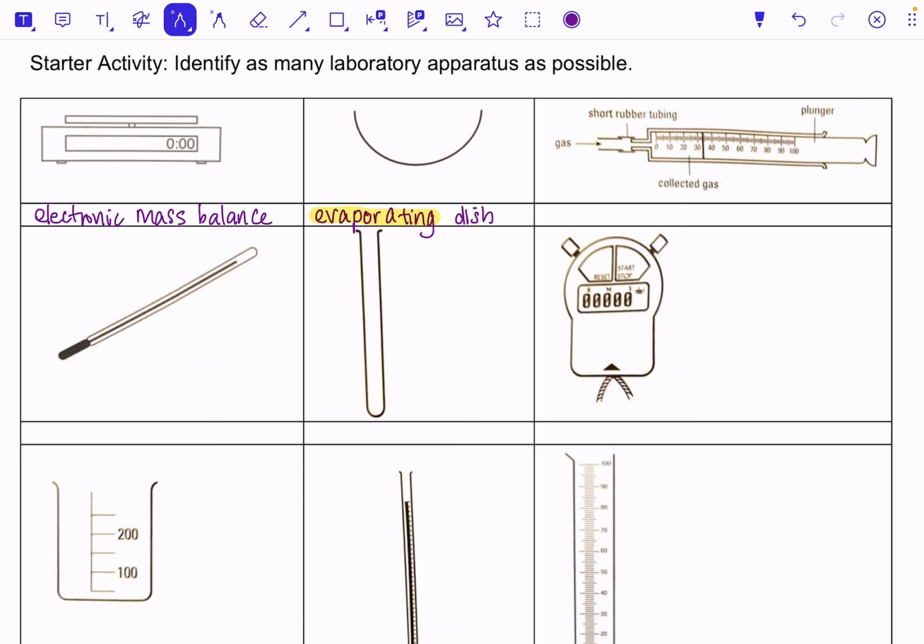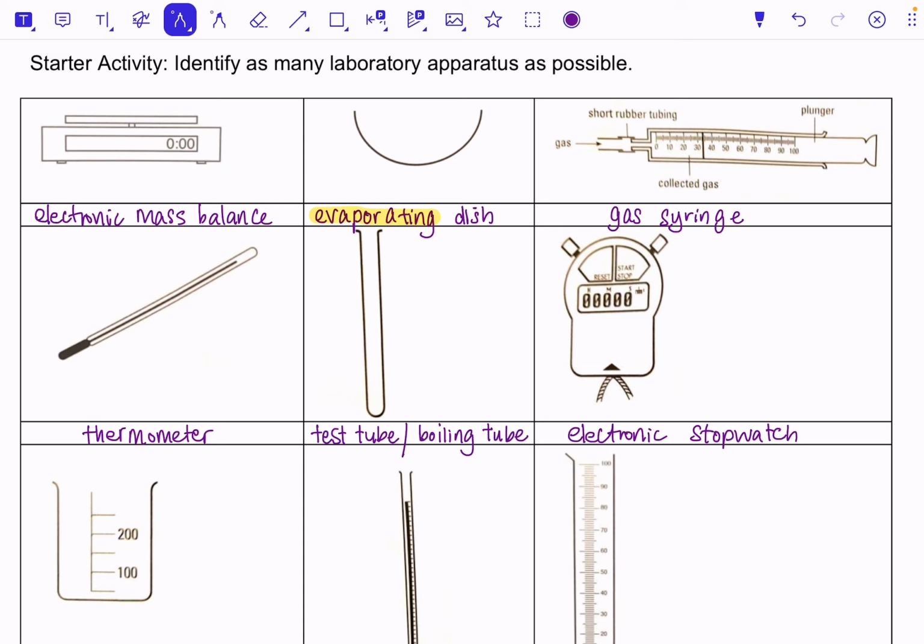The next picture, we are actually looking at a gas syringe, followed by an instrument most of you should be very familiar with. This is a thermometer. The next instrument is a test tube, or it could also be used to represent a boiling tube. A boiling tube is actually a larger or fatter version of a test tube, which you will be seeing in the lab. The next apparatus, electronic stopwatch.